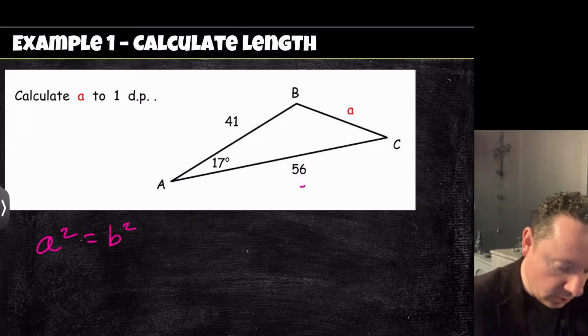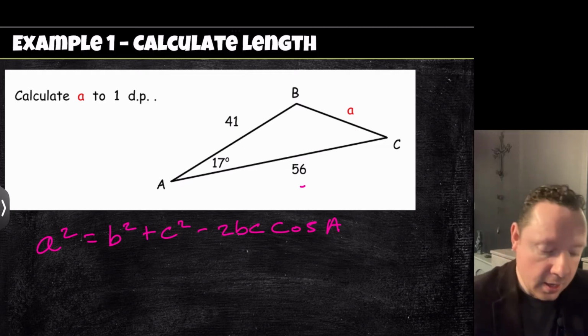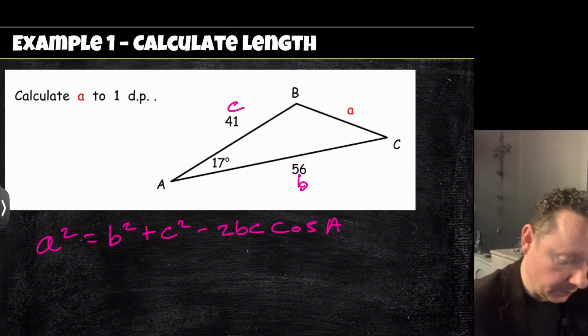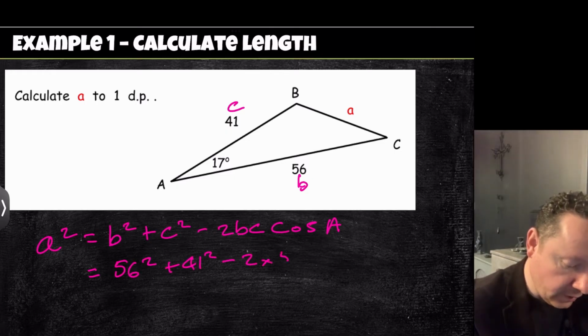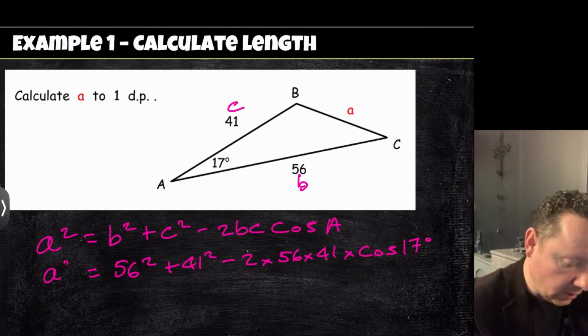So cosine rule, so I write down the formula from the start of the exam paper. A squared equals B squared plus C squared minus 2BC cos A. And now I just substitute everything in. So B is the opposite here, so that's B. And opposite C is here, so I just shove my numbers in. So I've got 56 squared plus 41 squared minus 2 times 56 times 41 times the cos of the angle, which is 17 degrees. So this is a calculator job because that's A squared.